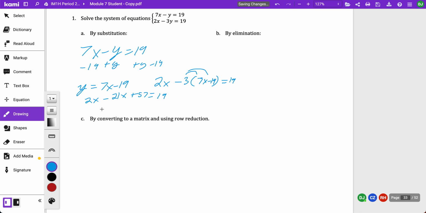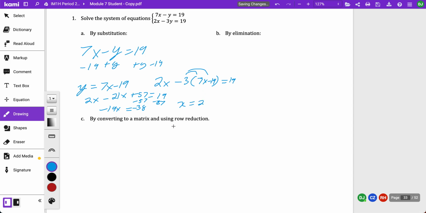When I combine like terms, I will get negative 19x, and I'm going to subtract 57 on both sides. And that will give me, sorry, my mental math is not the greatest, 19 minus 57, so it'll be a negative 38. So then when I divide both sides by negative 19, I'm going to get x is equal to 2.